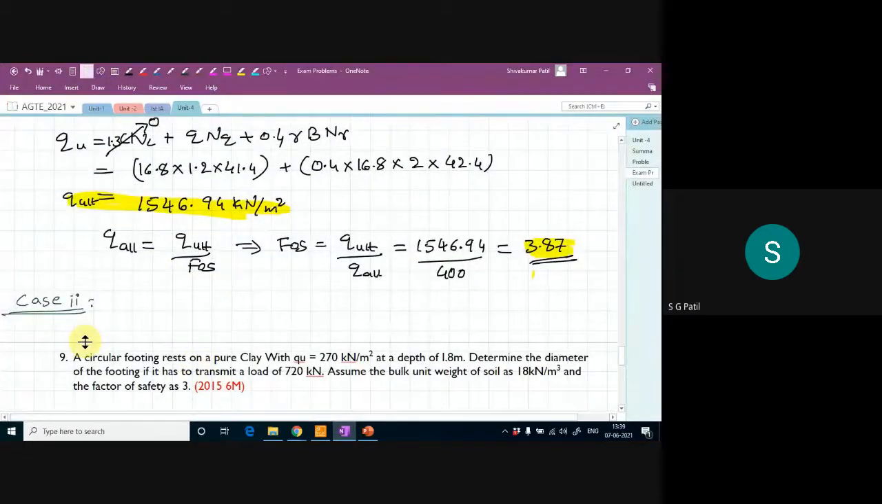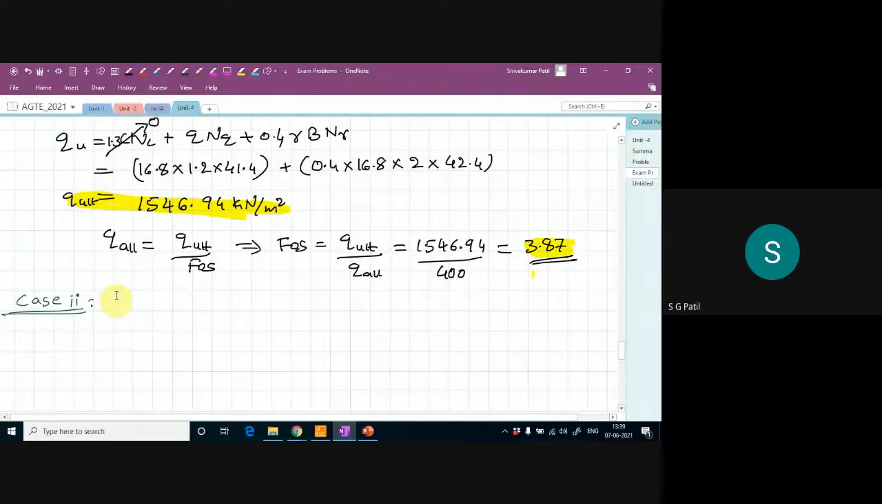Let me get some space here. Write down the formula. Q ultimate is equal to cNc plus qNq, again 1.3 cNc. Anyway, this term is going to be 0 here, plus 0.4 gamma B N gamma.